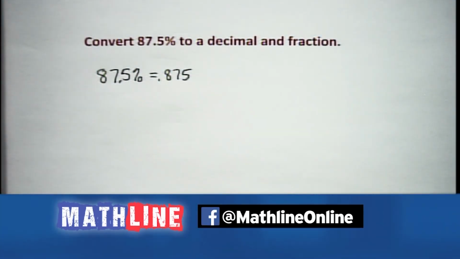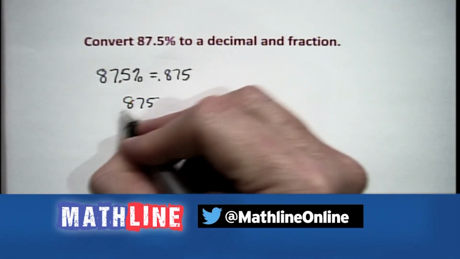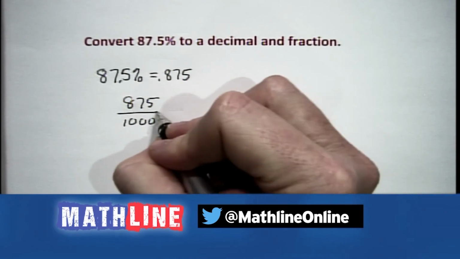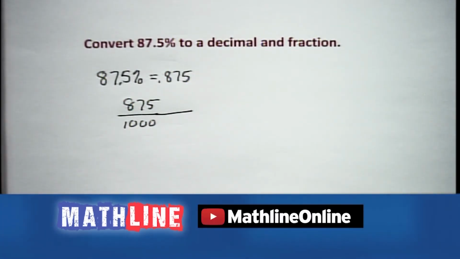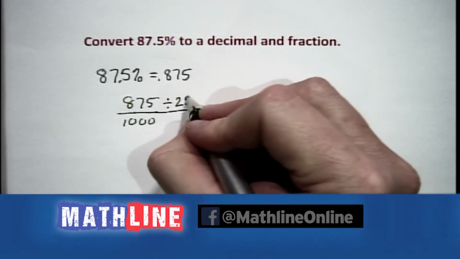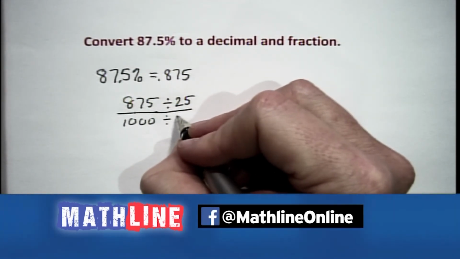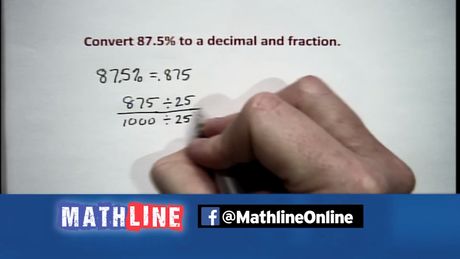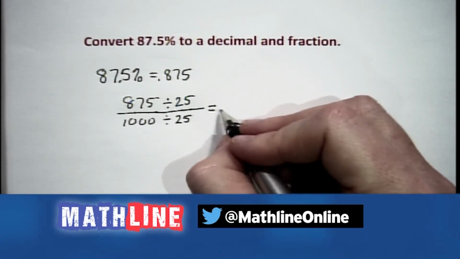That was easy. Notice how we reversed the process. Put the 875 over 1,000. And you know, since they're pushing me on time, I'm noticing that looks kind of like money. Let's divide by 25, divide by 25. And my goodness, this could get me into trouble. Let's see.